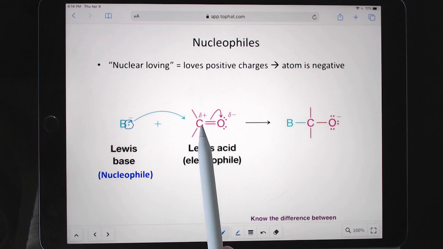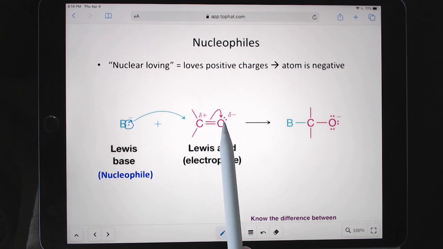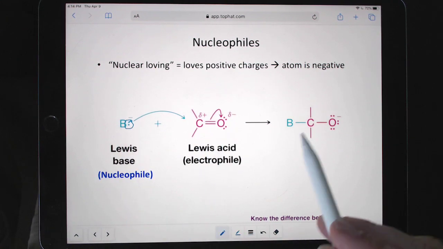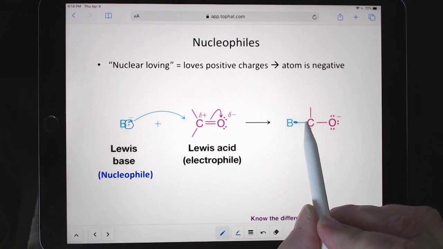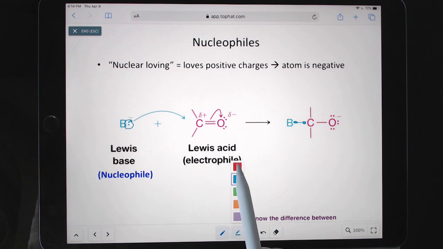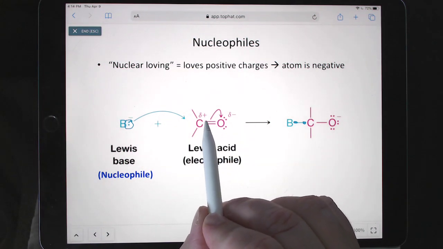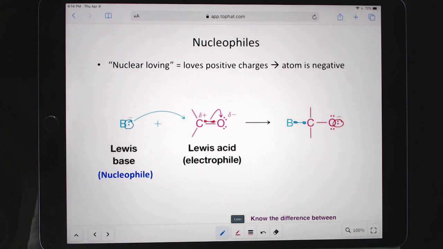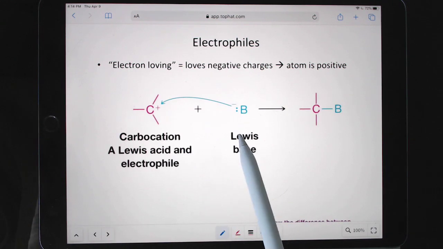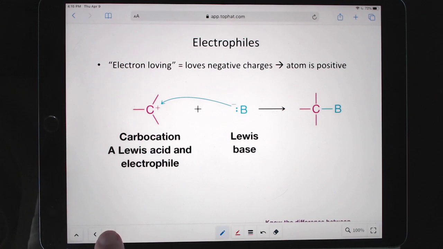The carbon can't have 4 bonds, so it has to push these electrons up here. These electrons here become this new bond here. And then these 2 electrons, from that bond, become this new set of lone pairs there. So that's where you keep track of these. The electrophile is simply the thing that takes the lone pair from the nucleophile.